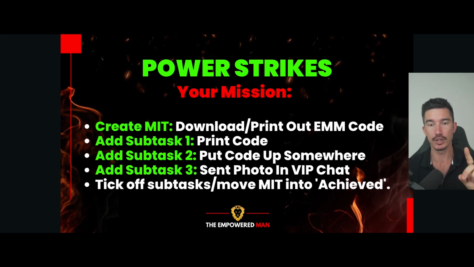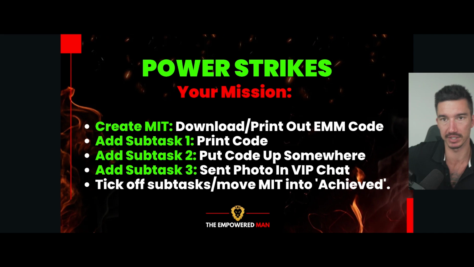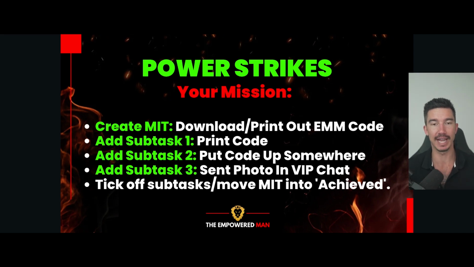Your Power Strike action steps and mission for this video are to create your first most important task. And you're going to name it something like download/print Empowered Man code. Then you're going to add 3 subtasks, and I'm going to show you how to do this in the next clip. The first subtask is going to be to print the code. That's the first action step. They're down below this video. The second action step is to put the code up somewhere you can see it every day. And the third action step is to send the photo in your VIP chat.